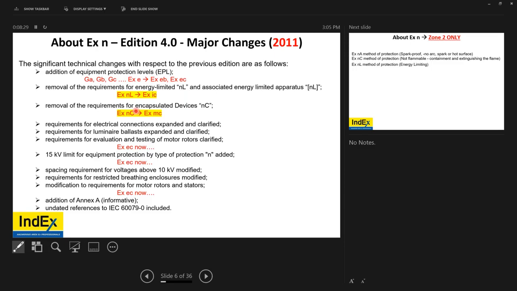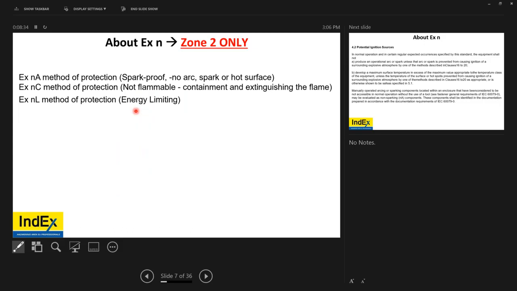So what are we mainly looking at? EXNA, once again, arc spark proof. No arcs, no sparks, no hot surfaces. NC is not flammable. It's containment and extinguishing of the flame. NL, energy limiting. So the heart of the standard really changes.